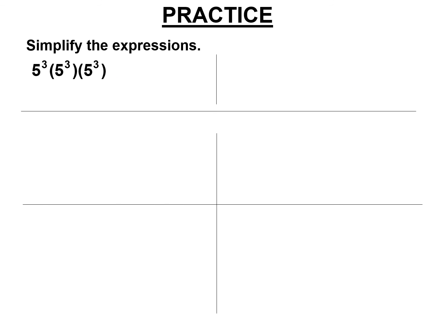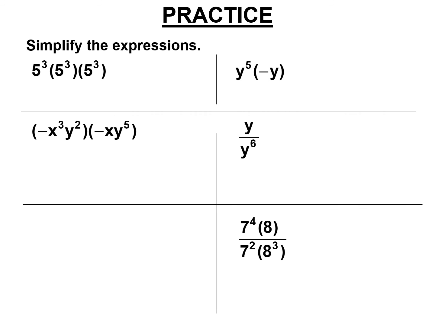So let's practice this. All right, so 5 cubed times 5 cubed times 5 cubed is just 5 to the 9th. Don't start multiplying 5 times 5 times 5. All right, you just treat that like x. If you get confused, write it with x or y, right? And then you won't be confused. That would be x to the 9th.